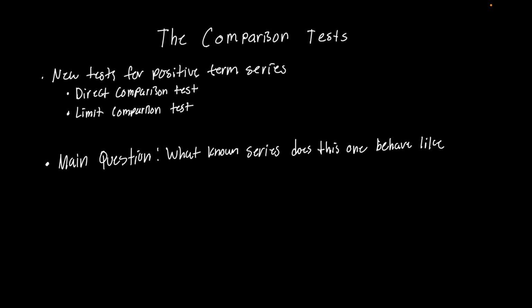Hi everyone, in this video we're going to be starting the comparison tests, or section 11.4 in the textbook. In this section we're going to be learning two new tests for positive term series, which are the direct comparison test and the limit comparison test. Our main idea is that if a series is hard to understand by itself, we can compare it to a simpler series that we already know. So our big question is, what known series does this one behave like and why?